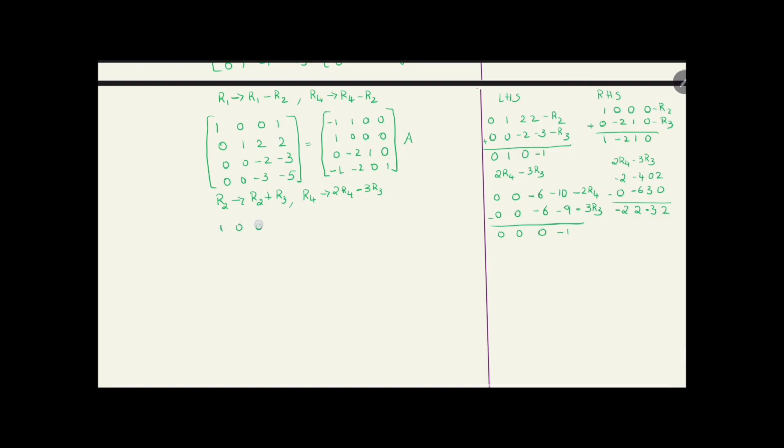Okay, I will substitute here R2 and R4. So R1 is the same, 1 0 0 1. For R2 I got it as 0 1 0 minus 1, and R3 remains the same, that is 0 0 minus 2 minus 3, and for R4 the new elements are 0 0 0 minus 1. Okay, is equal to, for the right hand side matrix, the first row 1 1 minus 1 1 0 0. Second row I got it as 1 minus 2 1 0. The third row remains the same again, 0 minus 2 1 0. And the fourth row is minus 2 2 minus 3 2. This is into A.